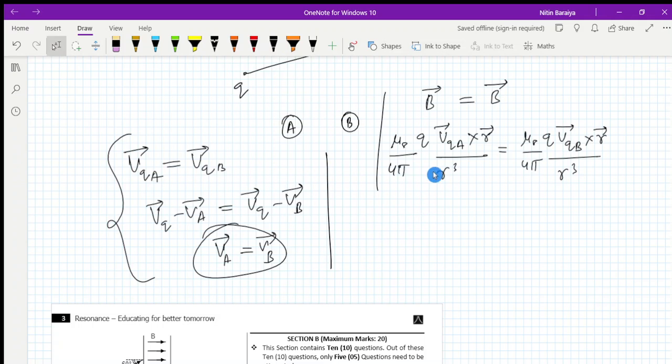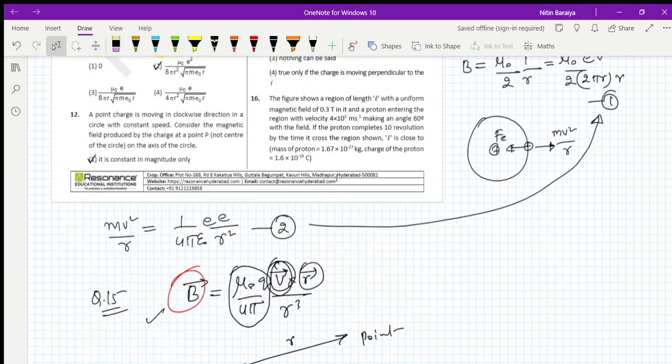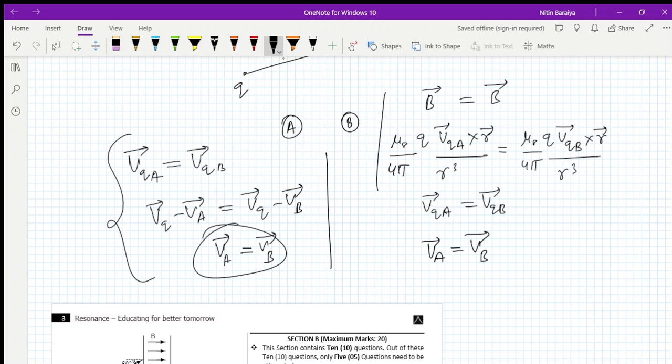Okay, and in the next step what we will get is VQA vector equal to VQB vector, and in the next step we get VA vector equal to VB vector. This is what we are getting. We are saying that the velocity of the two observers must be the same, but in the question they are saying that it is not the same. What does it mean? It means that the only possibility we have is that this is 0 and this is also 0. If the velocities are different, then the only possibility when the two terms, LHS and RHS, can be equal is when the cross product itself is 0.